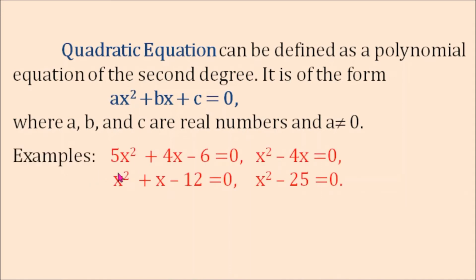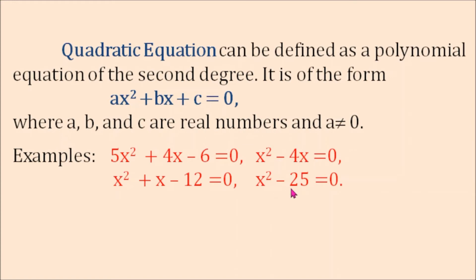These are examples of quadratic equations in the form ax squared plus bx plus c equals 0. For 5x squared plus 4x minus 6 equals 0, our a is 5, b is 4, c is negative 6. And for x squared plus x minus 12 equals 0, our a is 1, our b is 1, and our c is negative 12. For x squared minus 4x equals 0, our a is 1, our b is negative 4, and our c is 0, because we don't have a constant term here. So c is the constant term.